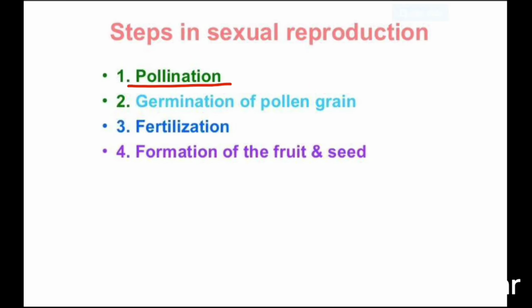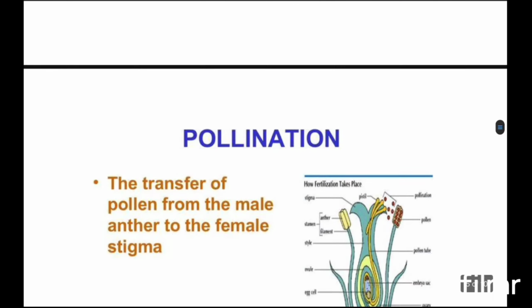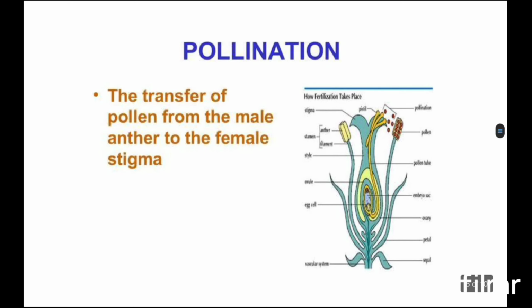That process is the second process. After that, the male gamete will reach the ovary, where there will be the egg, and it will fuse with the egg. That's called fertilization. After fertilization, there will be zygote formation, and it can lead to the formation of fruit and seed. So one by one we will discuss. First one, pollination. The process of transfer of pollen from the male part of the flower, the anther, to the female part, the stigma, is known as pollination.